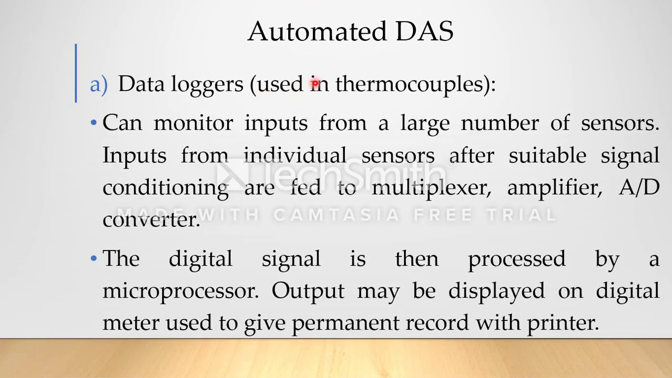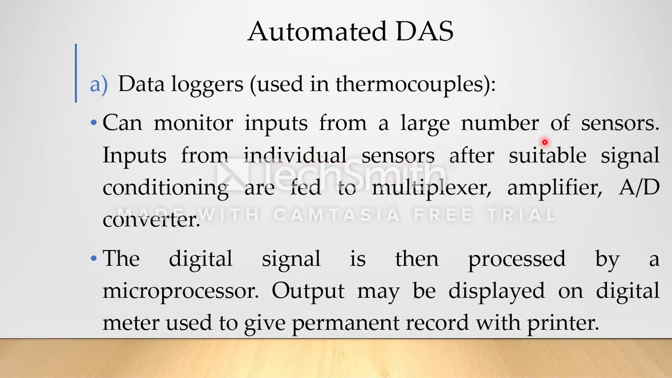In automated DAS we have different types. Automatically we can also get the signals. Whatever signal is obtained at the sensor, we can get it at the computer. So there are different types. One is the data loggers, which are used mainly with thermocouples. So when we are using a thermocouple, there is a difference in the junction, right?